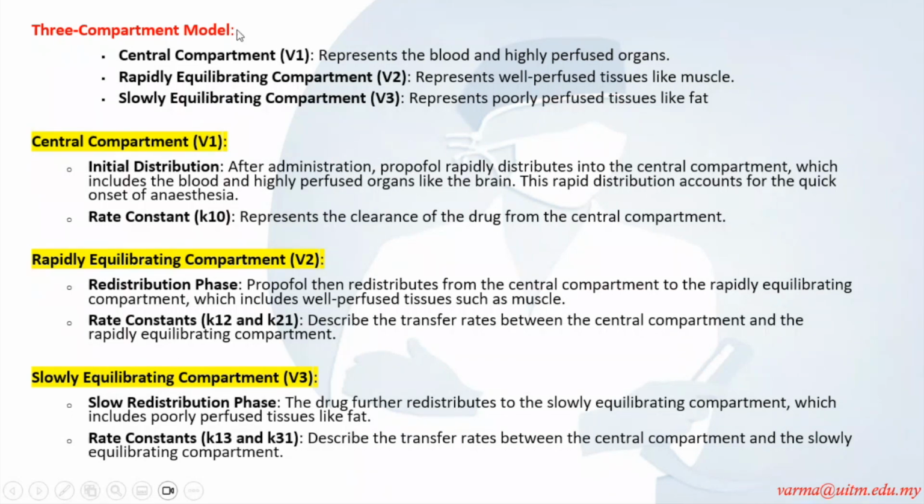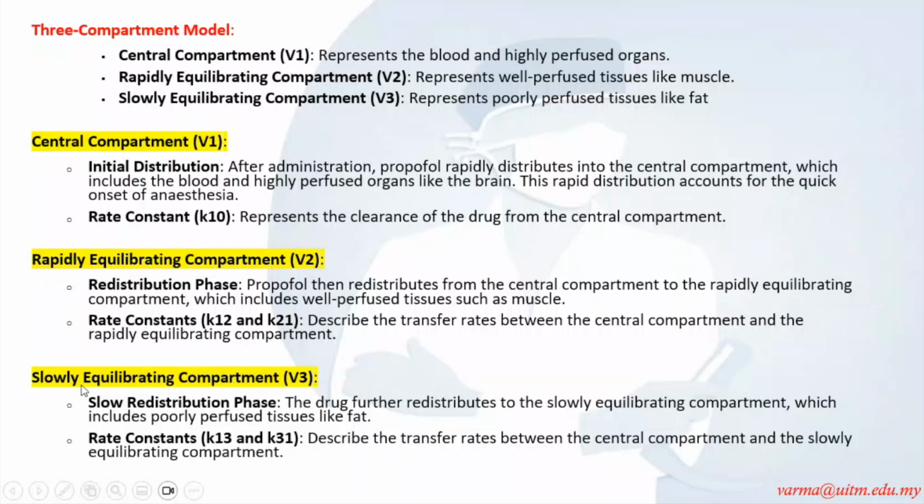Since you have already labeled here rapidly equilibrium compartment V2, slowly V3, you can just write here V1, V2. You don't have to keep writing central, central, central again. I'm just showing you. Okay? If you see in my next answer, I wouldn't have been repeating this central. I would have said V1, V2, V3. So once you have already written and mentioned it here, you can just use that short form.